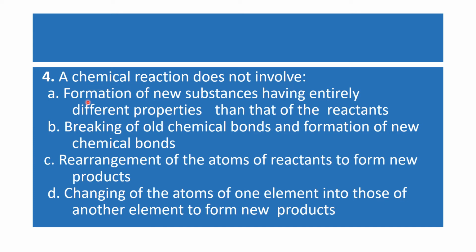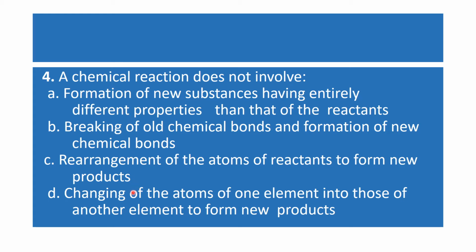So the first option is formation of new substances having entirely different properties than those of the reactants. Yes, it is true, it is correct. A chemical reaction involves the formation of new substances. It involves the breaking of old chemical bonds and forming new chemical bonds. It is also true. Next is rearrangement of the atoms of reactants to form new products. Yes, the atoms of the reactants rearrange to form the new products. This is again something a chemical reaction involves.